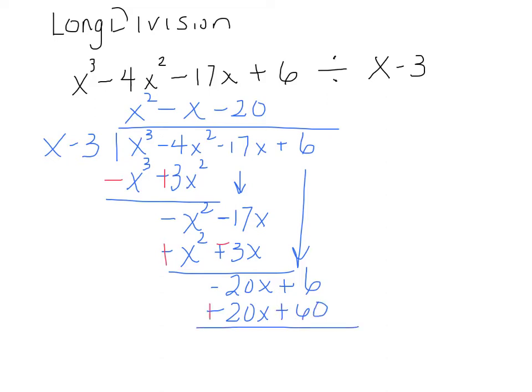And then I remember to change my signs. So these are going to cancel, and then I have negative 54. So this is not a factor. X minus 3 is not a factor of this polynomial because I have a remainder. So you will write this x squared minus x minus 20 plus, and you could do minus if you wanted to, negative 54 over the divisor, which is x minus 3. So this part right here is the remainder.